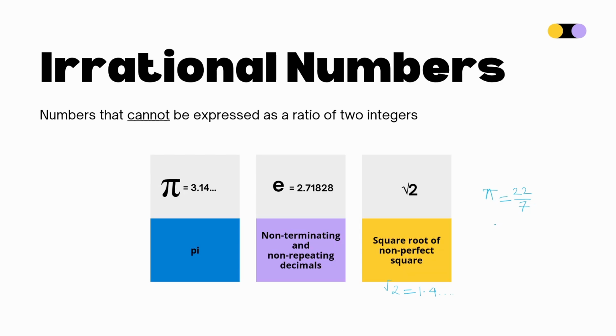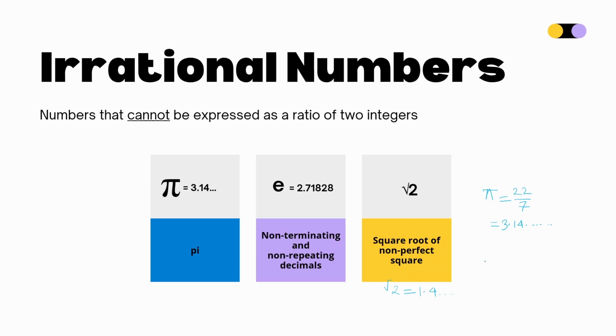For our computational easiness, we take the value of pi as 22 by 7. But actually, the value of pi is something like this: 3.14 point something something something. So this is non-repeating and non-terminating decimals. Okay, so it doesn't terminate. That's why it's an irrational number.